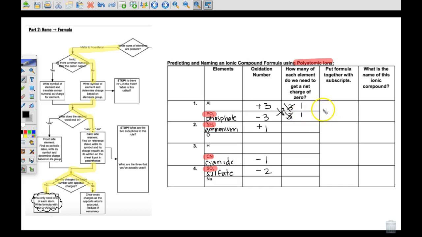Just like before, I'm going to write down my positive one first with a 1, because I only need 1 after it. And then I only need 1 phosphate. So I'm going to put my phosphate in parentheses so I know it's a group, and I'll put a 1 on the outside.